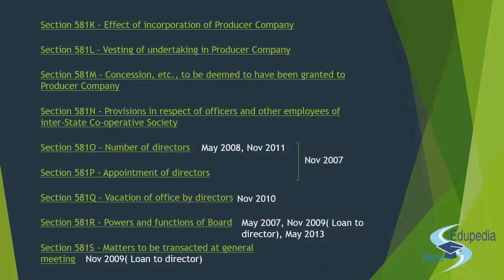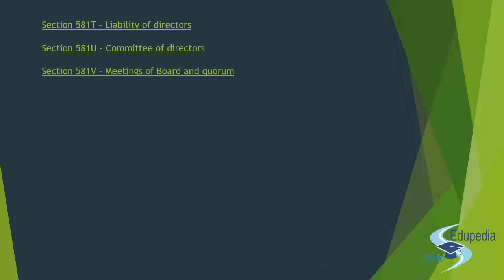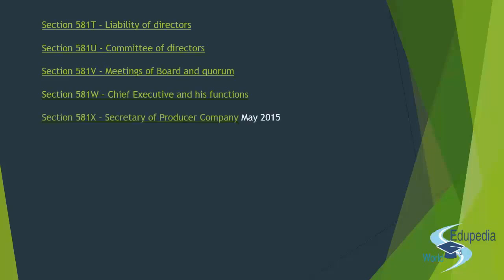Now following this, the topic won't be very important, but we'll browse through the sections quickly. That is section 581T, liability of the directors, 581U, committee of directors, 581V, the meeting of the board and the quorum that is required for the meeting. Then it is 581W, which is the chief executive and his functions. Right? Then we have 581X, the secretary of a producer company. When is a producer company required to appoint a secretary?